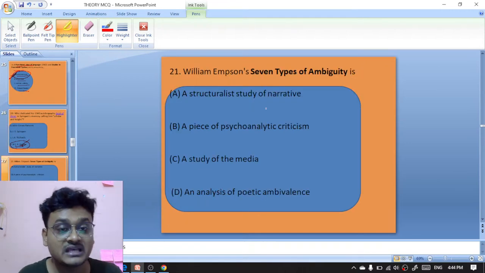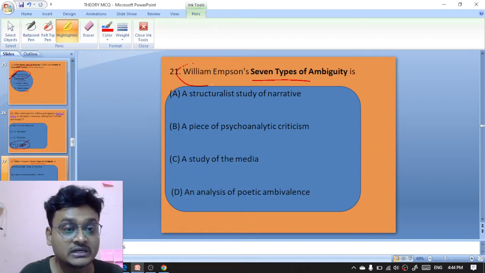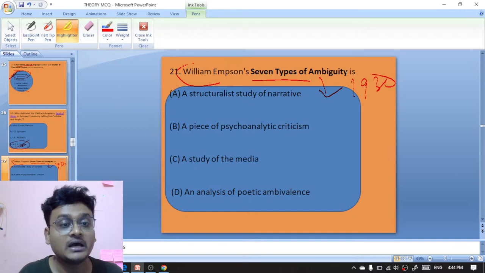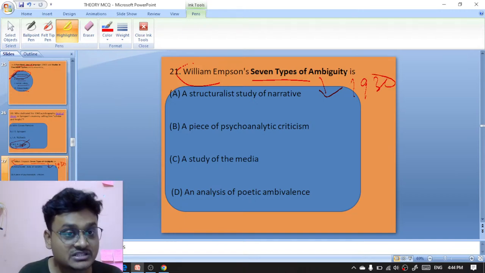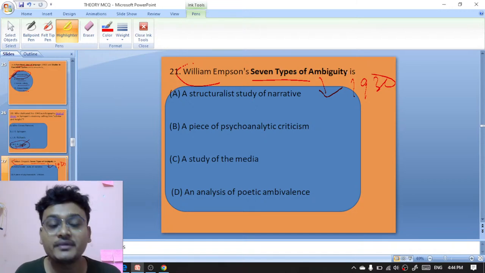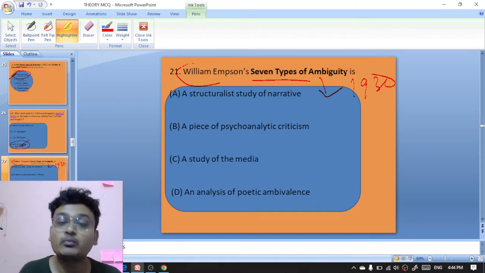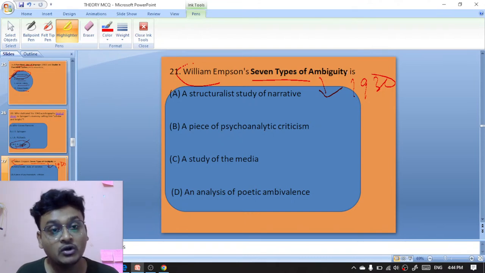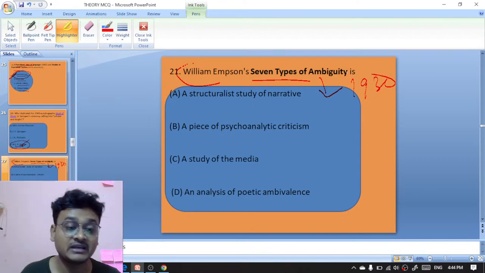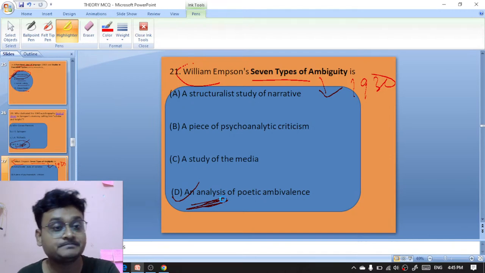William Empson, Seven Types of Ambiguity. William Empson is one of the new critics, and Seven Types of Ambiguity was published in the year 1930. It is a structuralist study of narrative, a piece of psychoanalytic criticism, a study of the media, or an analysis of poetic ambivalence. So it is an analysis of poetic ambivalence. D is the right answer.